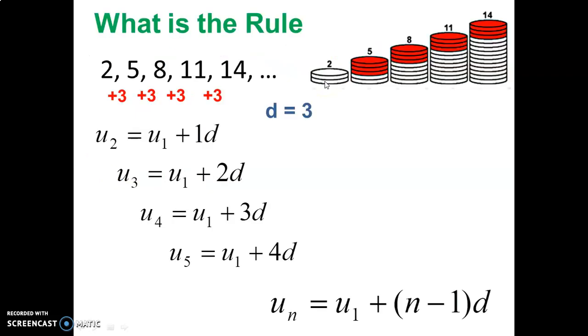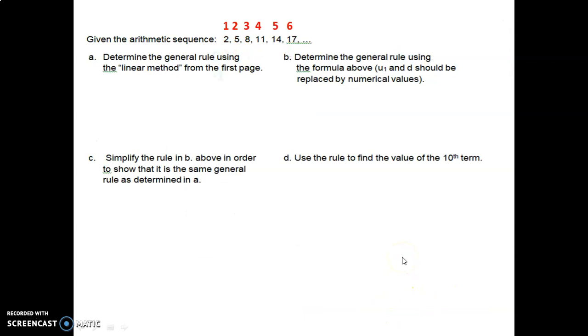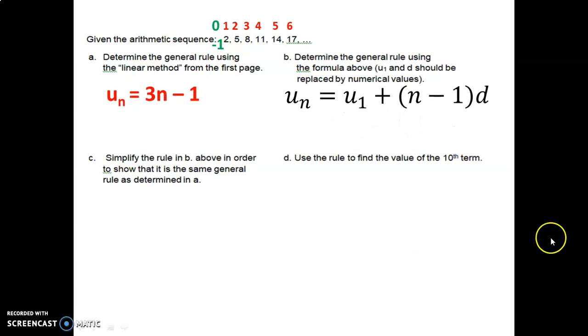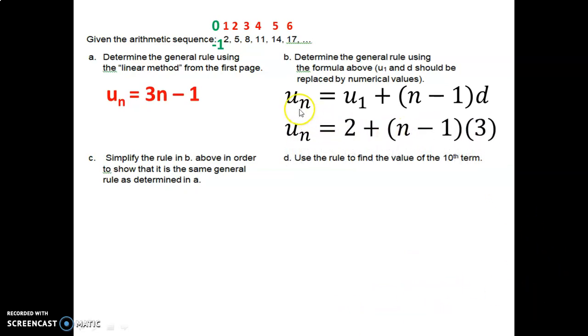Let's see if we can make the general rule using the formula we were just given. So again, that's this formula. So write this formula, plugging in the values you know, and see what formula you get. Okay, so there's our general rule for arithmetic sequences. We can write u sub n equals 2, which is the u1 value, plus n minus 1 times the d value of 3. So this looks a little different than that.